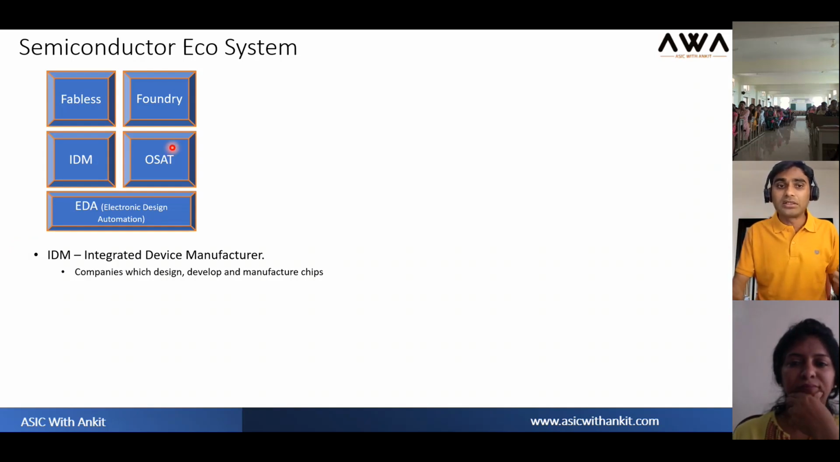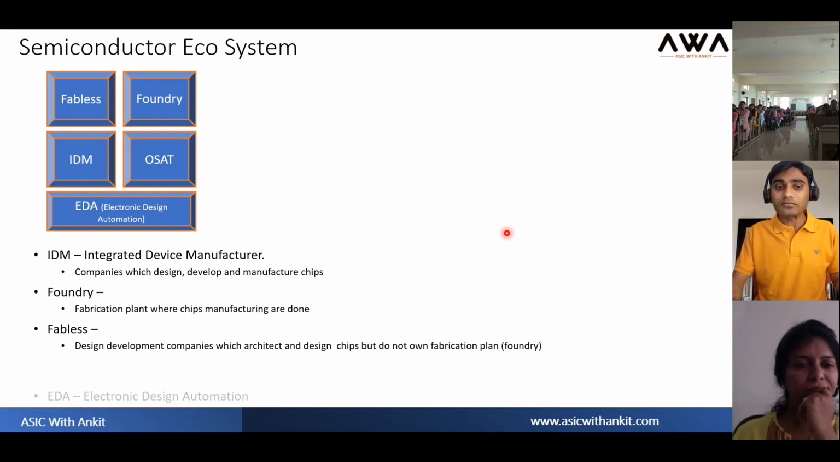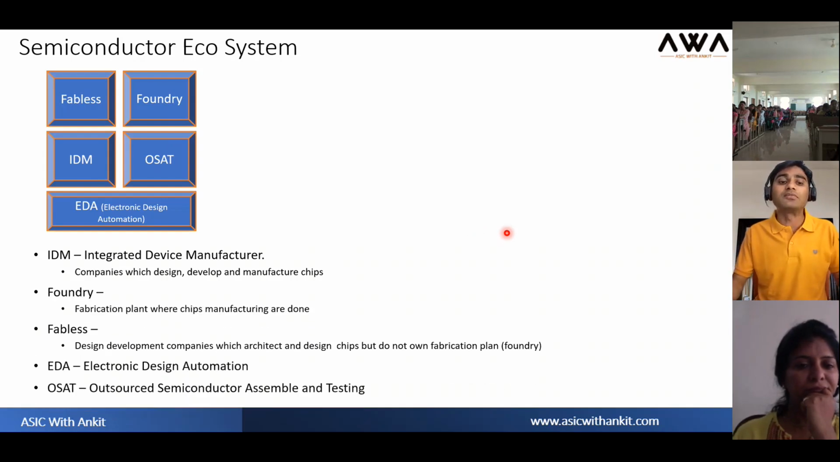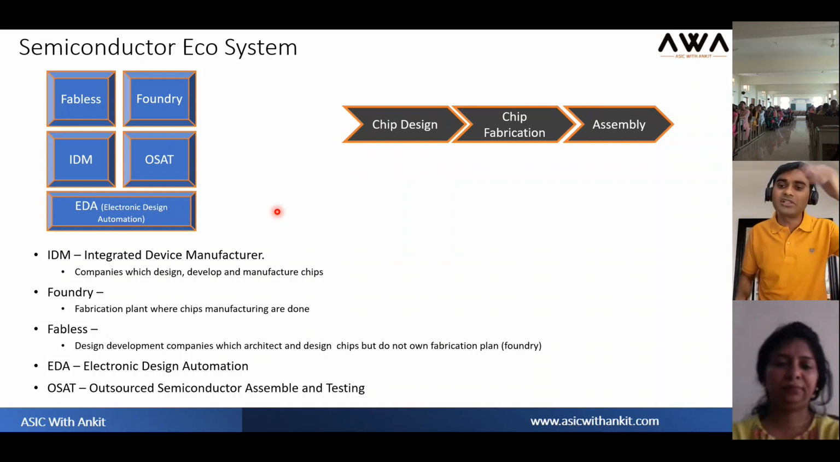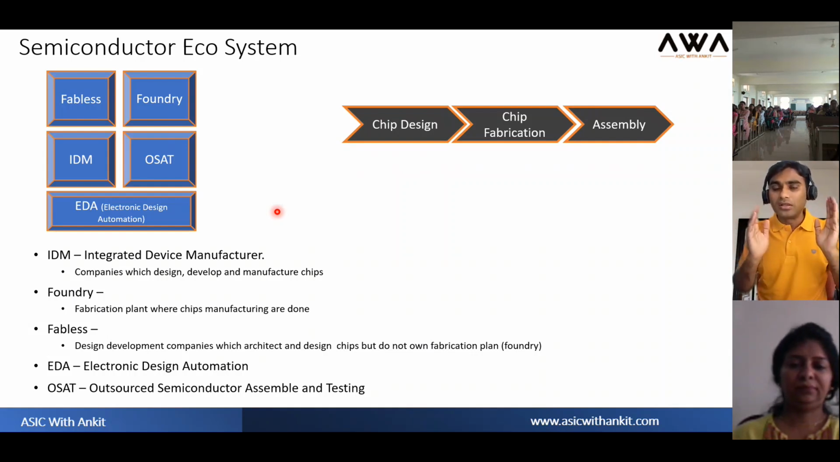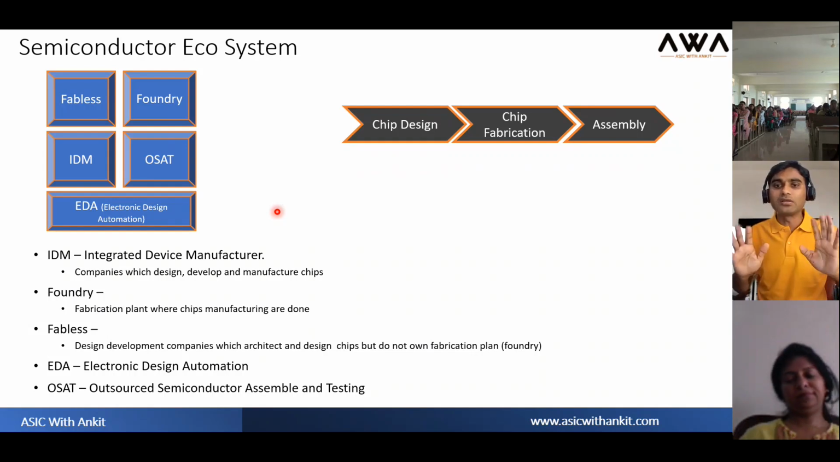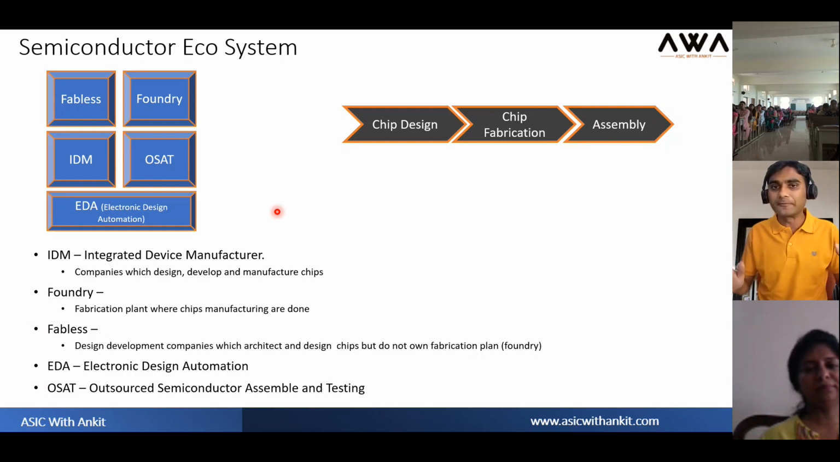One is the OSAT. OSAT is also another type of outsourced semiconductor assembly and testing, which we saw in the last phase of the chip development cycle. And the other is the EDA, electronic design automation. Now, let me help you understand this. At a very high level, forgetting about all of the stages that we discussed, there are three main things here: chip design, chip fabrication, and assembly.